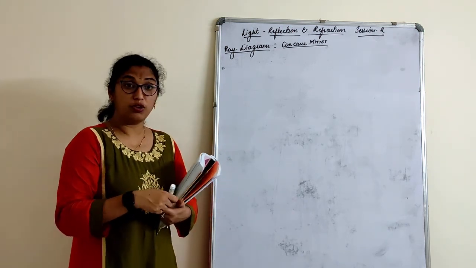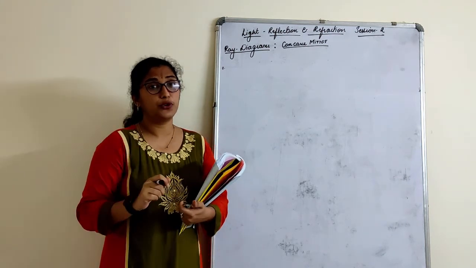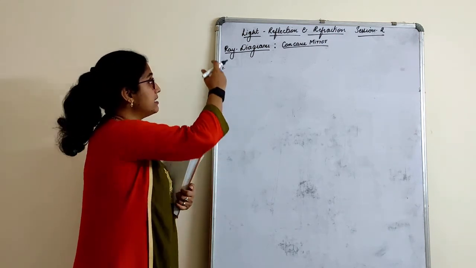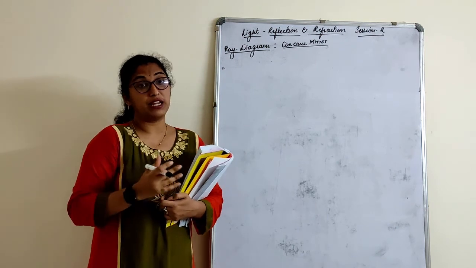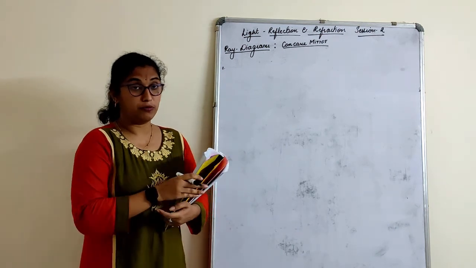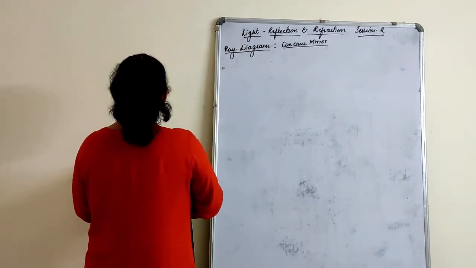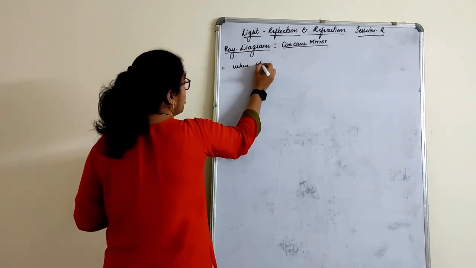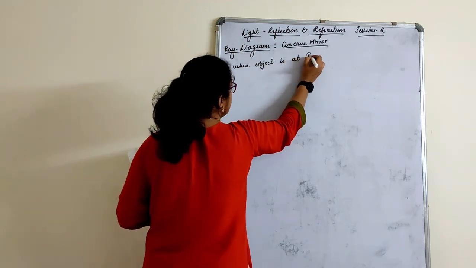As I had already told you, sit ready with the book, pencil, compass and protractor. So how it starts is, there are different positions in the ray diagram that we have to keep. For example, where the object is kept and where the image is formed. First one is when the object is at infinity.